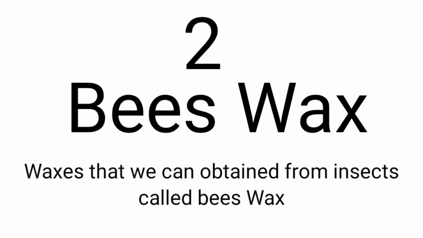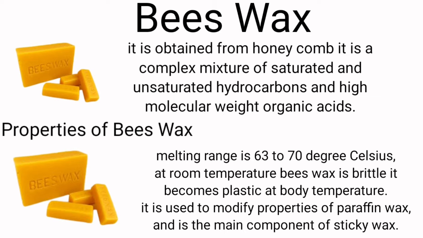Number 2. Beeswax. Waxes that we can obtain from insects are called beeswax. Beeswax is obtained from honeycomb. It is a complex mixture of saturated and unsaturated hydrocarbons and high molecular weight organic acids. Properties of beeswax. Melting range is 63 to 70 degrees Celsius at room temperature. Beeswax is brittle. It becomes plastic at body temperature. It is used to modify properties of paraffin wax and is the main component of sticky wax.